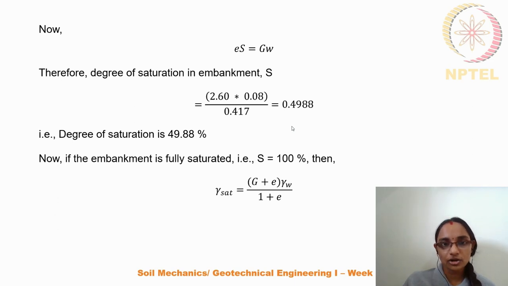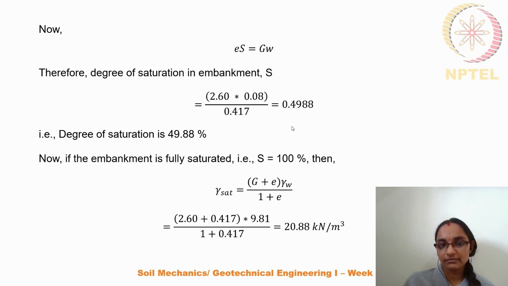So all the terms are known. By substituting 2.6 plus 0.417 into 9.81 divided by 1 plus 0.417, which gives you 20.88 kilonewton per meter cube as the saturated unit weight. All right, so I hope this question is clear for you. The basic concept was that the volume of soil solids excavated from the pit will be equal to the volume of soil solids in the embankment.